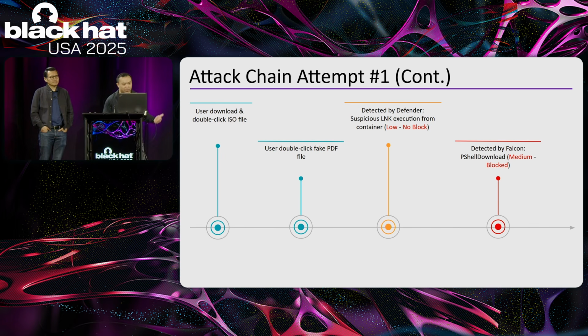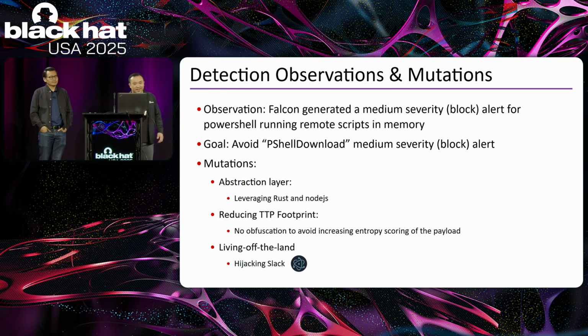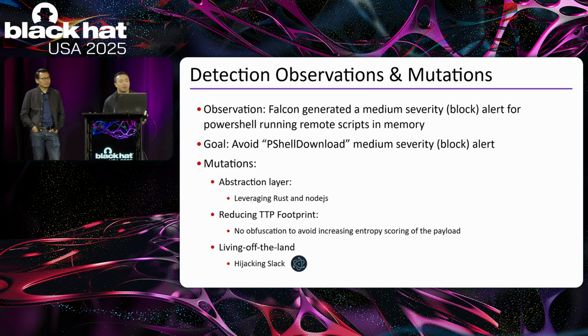And Falcon generated a PowerShell download medium severity alert, but it actually blocks it. So I didn't get a shell back from the machine with Falcon. Based on my observations, Falcon only generated a medium severity alert, but it blocks executions. So perhaps the Falcon setup that I tested on is pretty strict towards PowerShell execution, or it could be the combination of regsvr32 and remote PowerShell. As a result, my goal here is to avoid the PowerShell download alert.